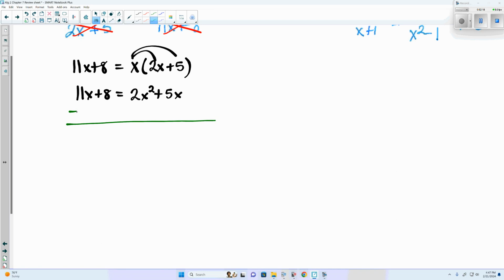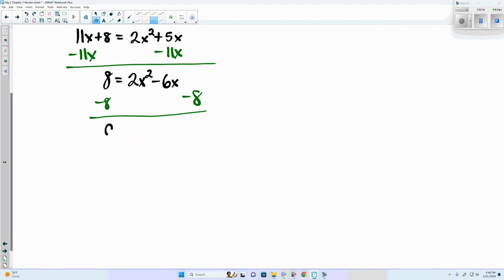Now since we have an x squared term, we need to get this equal to 0. We're going to subtract 11x from both sides, telling us 8 is equal to 2x squared minus 6x. Still not equal to 0, so we're going to subtract 8 from both sides, telling us 0 is equal to 2x squared minus 6x minus 8.